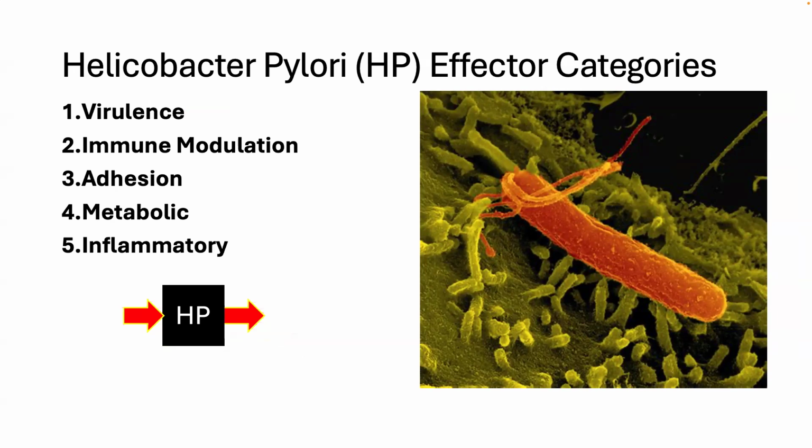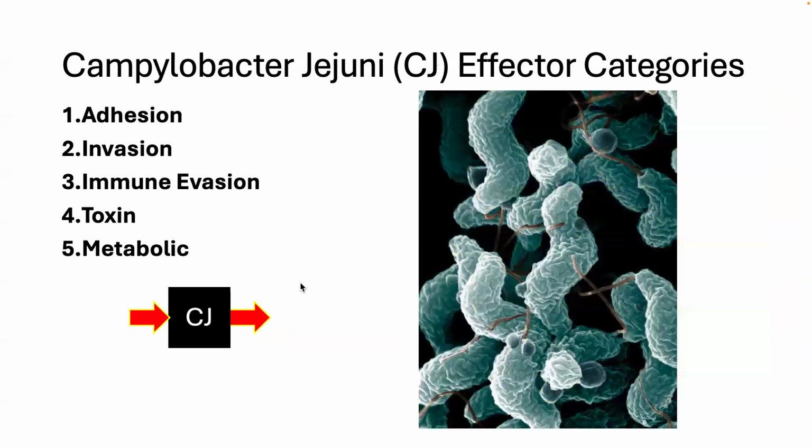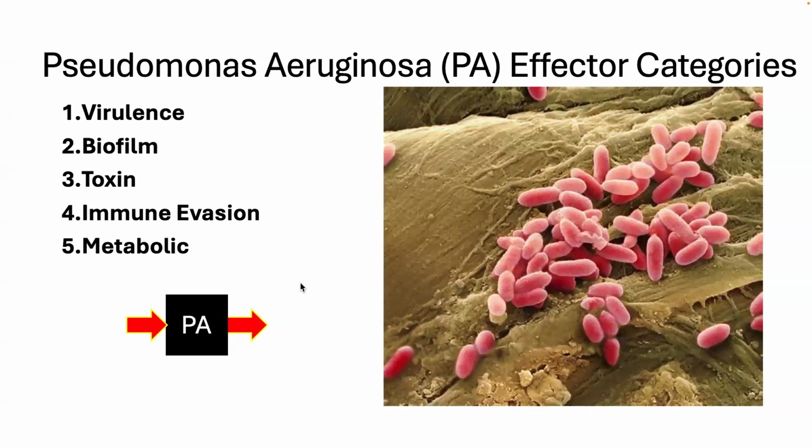HP, virulent, immune modulation, adhesion, metabolic and inflammatory. And so it's trying to attach and start to change what the host area is doing. So definitely not a good guy. And so we can be seeing some of the ways that the effectors and other parts of the bacteria are being used. CJ, it has adhesion, invasion, immune evasion, toxin, and metabolic. And so this is definitely something I would say would be on the nefarious type of category.